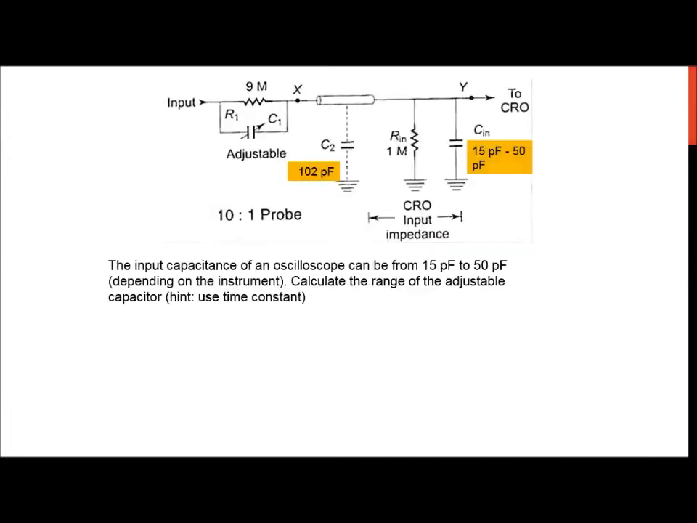So in this example, the question says the input capacitance of an oscilloscope can be from 15 picofarad to 50 picofarad. So this is my range of input capacitance, and this is the cable capacitance. Now you are supposed to calculate the range of the adjustable capacitor. The question gives you the hint: use the time constant. So why don't you pause the video first and try this on your own using the time constant, and I will give you the answer later.